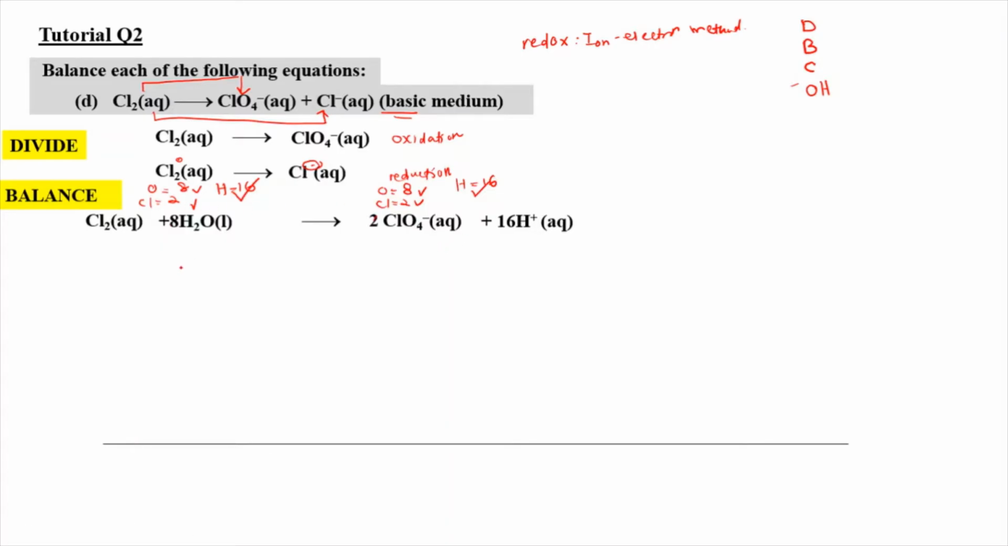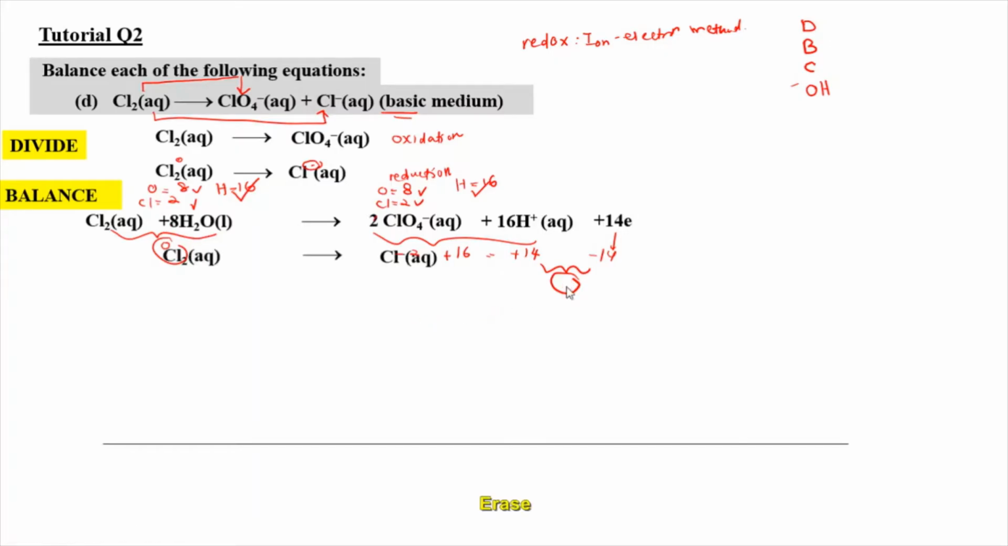So we need to look at the charges. Here the total charge is going to be 0. But for this one, it's going to be negative 2 plus 16, so it's going to be plus 14. So in order to make sure that the charge is the same, we're going to add 14 electrons, because 1 electron is a negative charge, 1 minus. So 1 minus times 14 is going to be negative 14. And as a result, the charge is going to be 0 as a whole. So the charge on both sides, the product side and the reactant side, is the same.